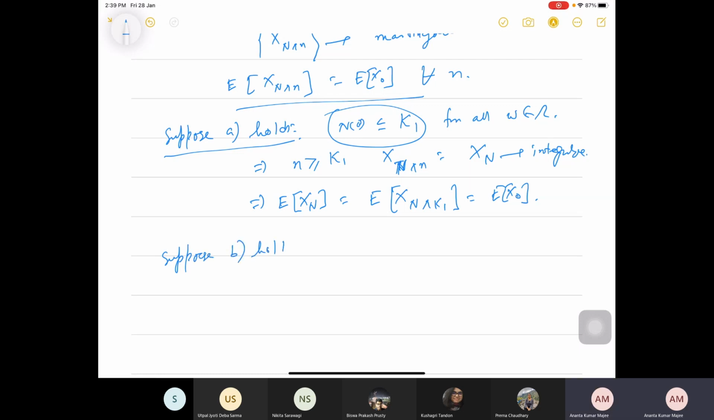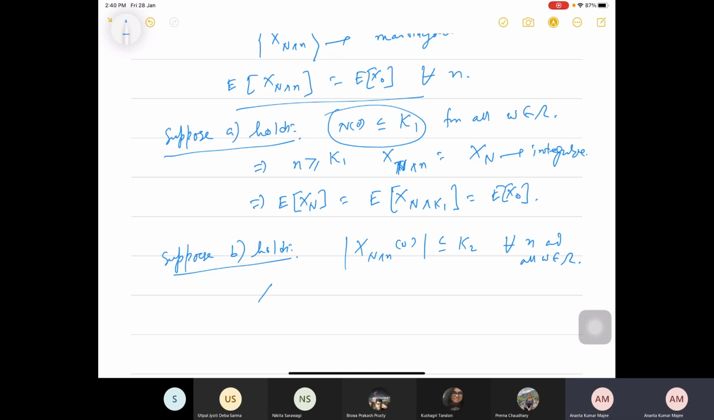Suppose B holds. That means it is given to you that my X_n are bounded, is it not? And hence I can say |X_{n∧N}(ω)| is less than or equal to k2 for all n and all ω in Ω. This part actually holds because n∧N(ω) is finite, already given to you, and |X_n| is less than or equal to k2 for all n, given to you.